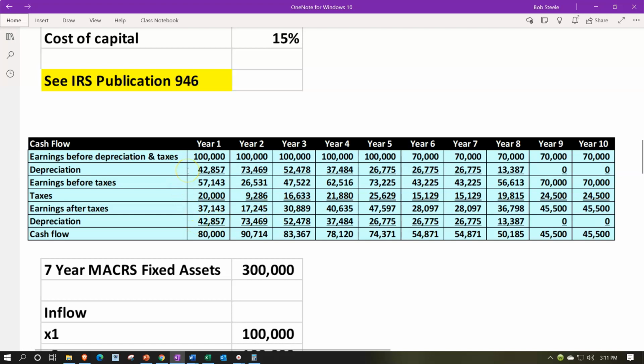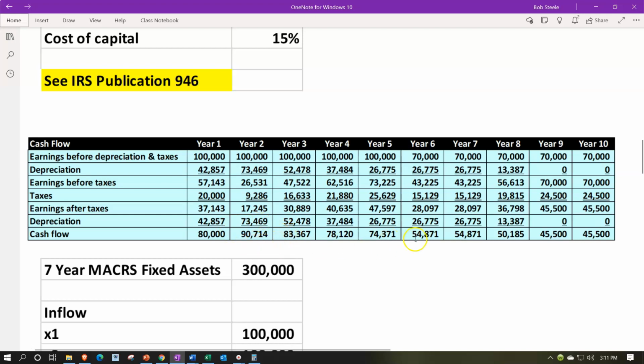Then we have the depreciation that we would add back in. The only reason we deducted it out, even though we paid cash for it in year 1, is to look at the cash impact, because it's a cash flow factor. We're looking for cash flow factors when we want a present value. So we'll add back the depreciation: the 37,143 plus the 42,857 is 80,000. The 17,245 plus the 73,469 is the 90,714, and so on and so forth.